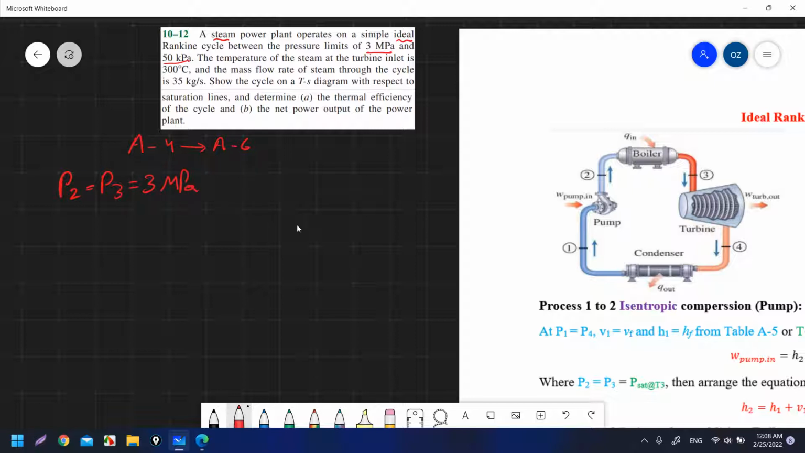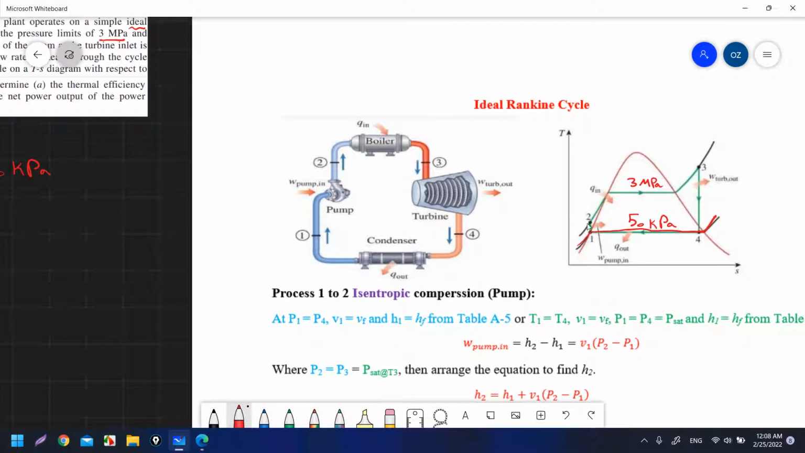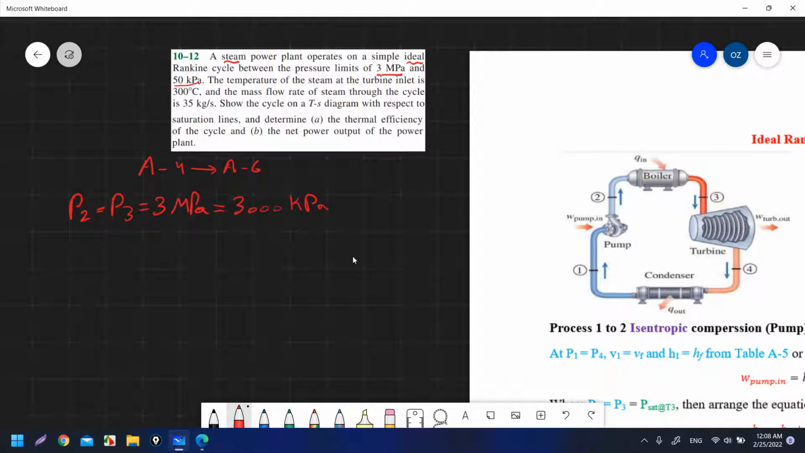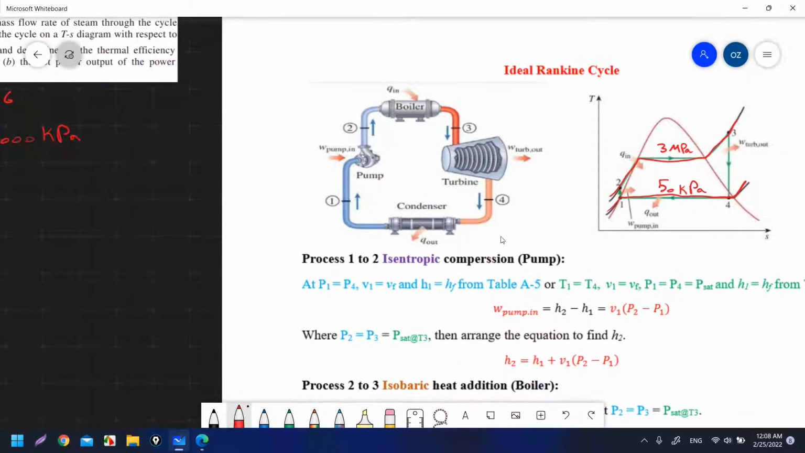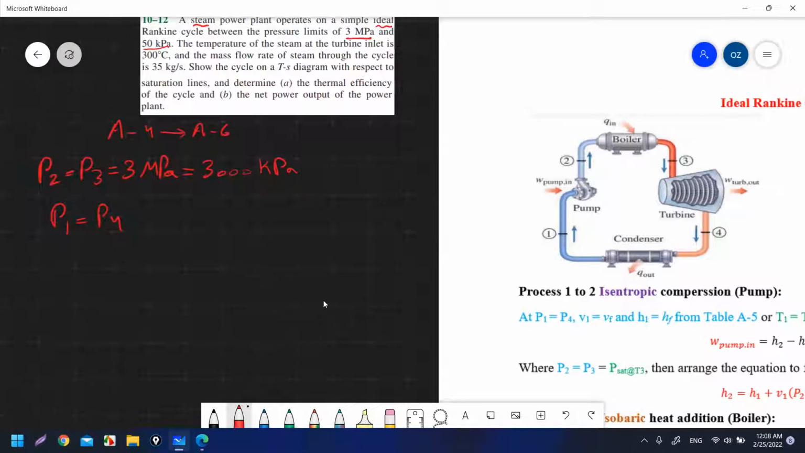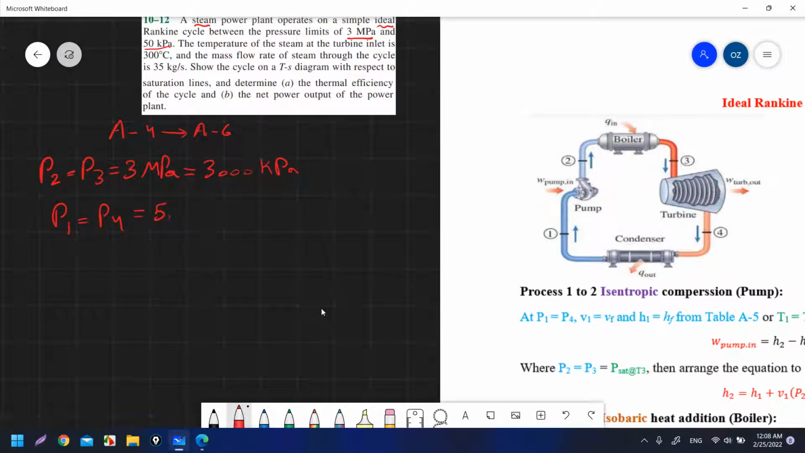And when you have megapascal, convert it to kilopascal, and when you have kilopascal, convert it to megapascal, because usually you will use both, so multiply by 1000. If you want to convert from megapascal to kilopascal, it will be 3000 kilopascal, and P2 equals P3. This line is a constant pressure line on the TS diagram. For 50 kilopascal, P1 is equal to P4. Okay, the lowest pressure in the cycle, the condenser pressure, is equal to P1, equal to P4, equal to 50 kilopascal.